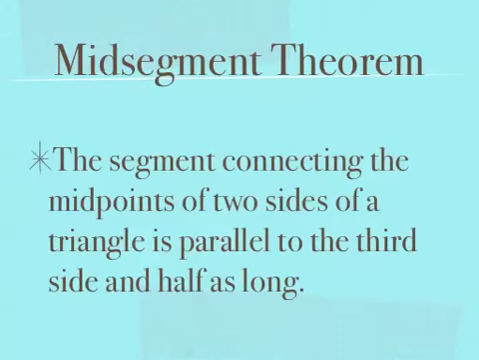The midsegment theorem says the midsegment connecting the midpoints of two sides of a triangle is parallel to the third side and half as long. So a midsegment of a triangle is going to be parallel to the side that is opposite of it, and it is also going to be half the length.